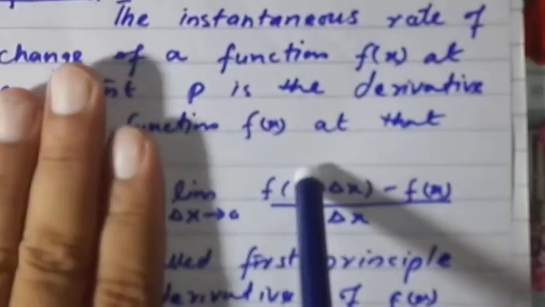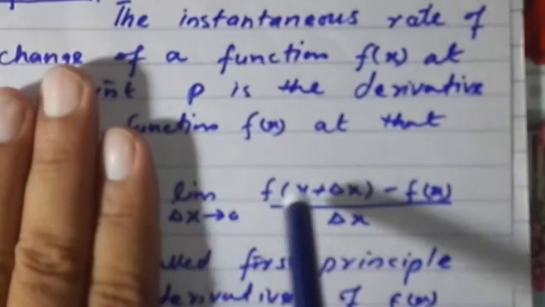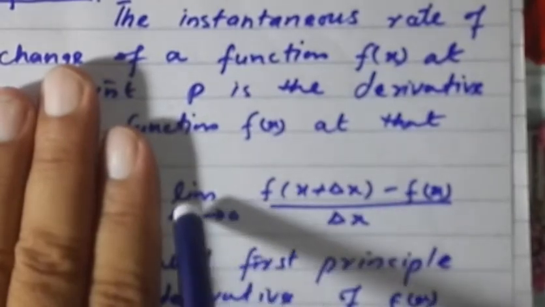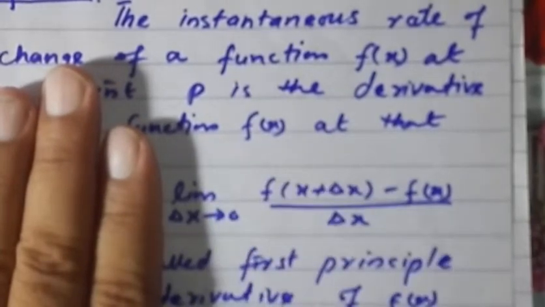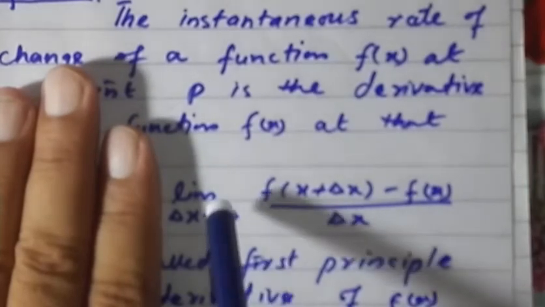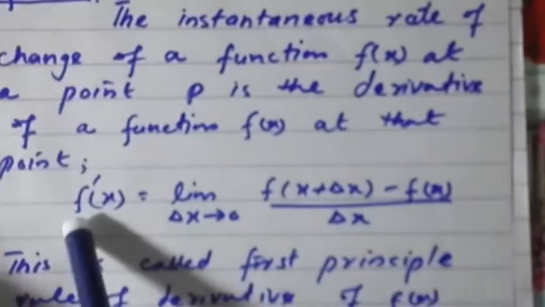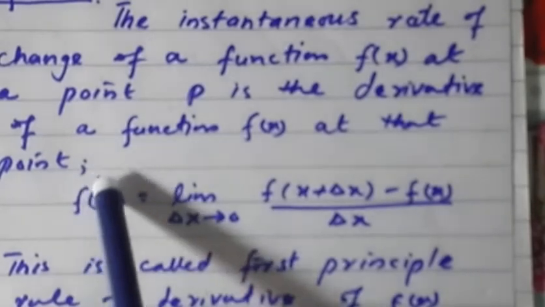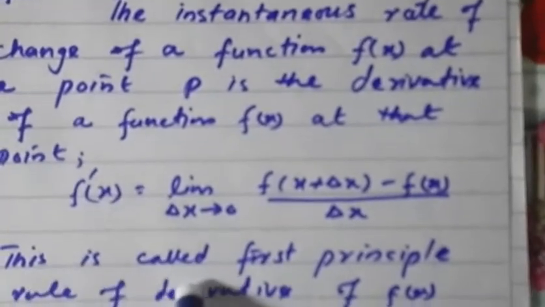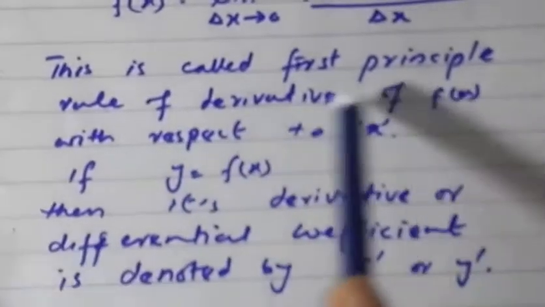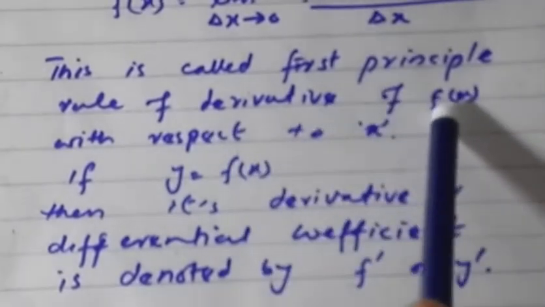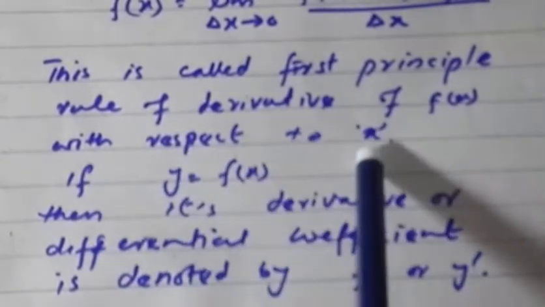Now when this limit is applied on this, it becomes instantaneous rate of change, and this instantaneous rate of change of a function with respect to x is called derivative of that function or it is called the differential coefficient also. So derivative is represented by f prime of x. This is called the first principle rule of derivative of f of x with respect to x.